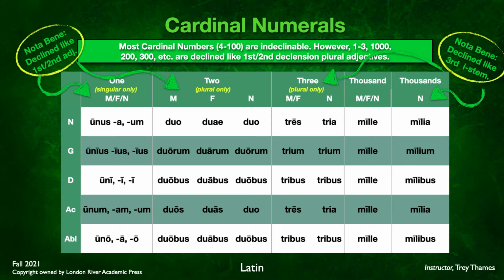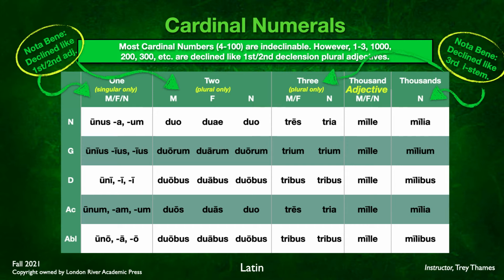That's the number 3. Now, the number 1,000, mille, is a little complex. Let's see if we can break this down a little bit here. First thing you need to know is the word mille is an adjective. M-I-L-L-E. Notice there are 2 L's here. And it's the same form for nominative, genitive, dative, accusative, and ablative singular. All of these are M-I-L-L-E. And the translation here is thousand.